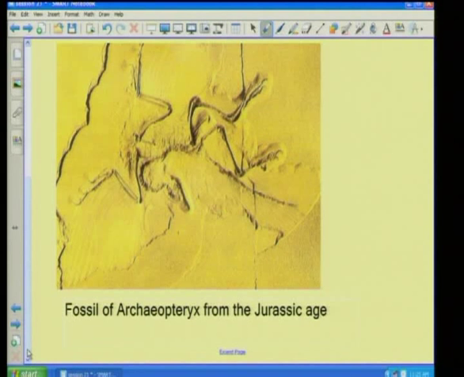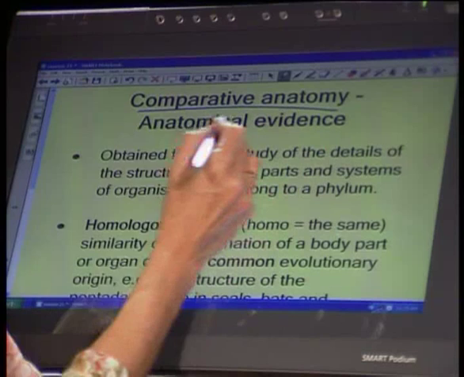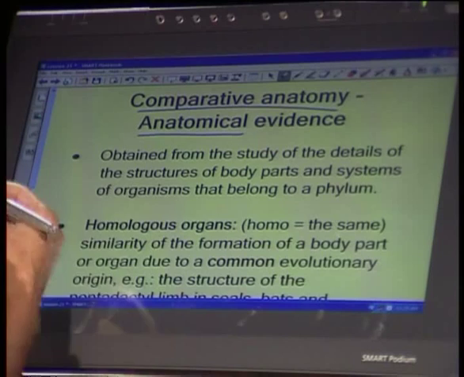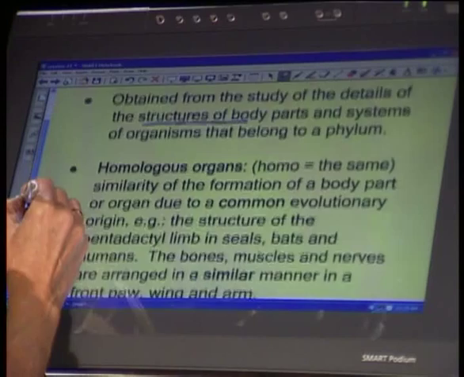Archaeopteryx, which is from the Jurassic age. This is a bird-like structure that had wings. Now we look at comparative anatomy, and this gives you anatomical evidence. So with the anatomical evidence, we're going to be looking at the structures of the body and how they form the different phyla. Now remember, we belong to vertebrata. Why? Because we have a spinal cord and vertebra around the spinal cord. That is divided into five sub-phyla, and that would be your fish and amphibians and birds and reptiles and mammals.